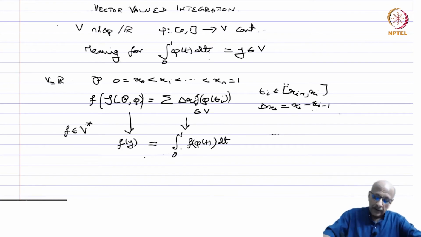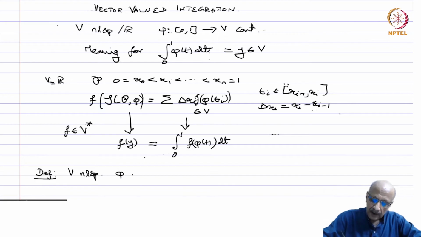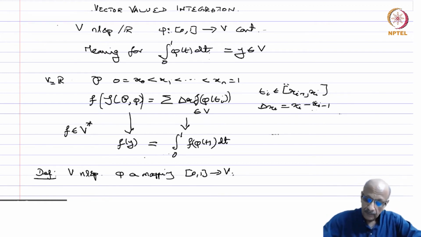So we are going to make a definition. Let V be a normed linear space and phi a mapping from [0, 1] into V. So we assume that [0, 1] is given the Lebesgue measure, so I am not specifying it here.